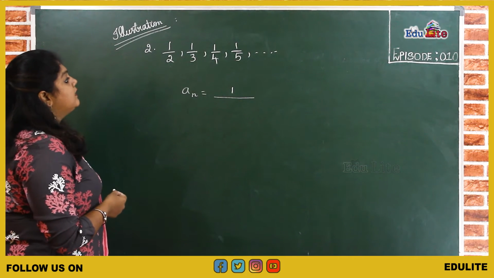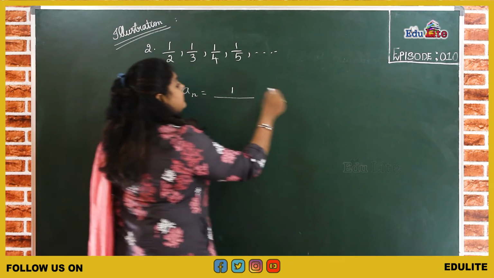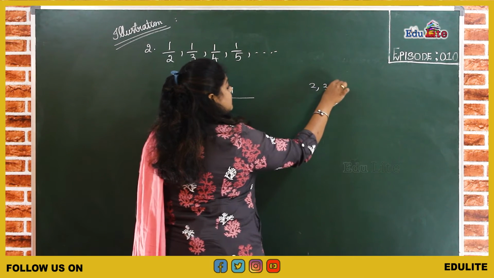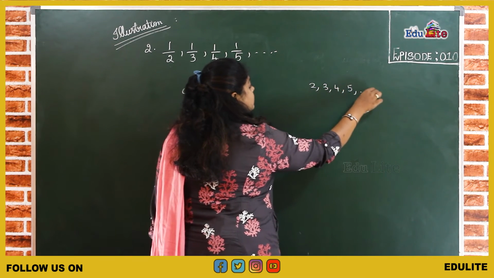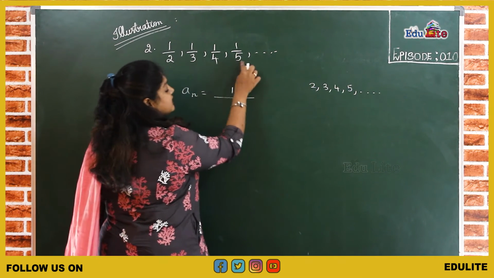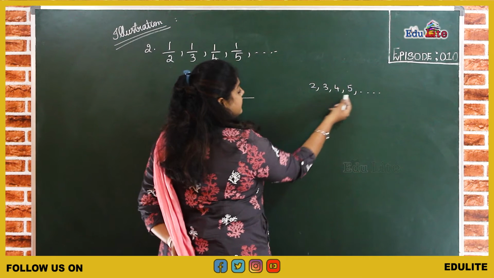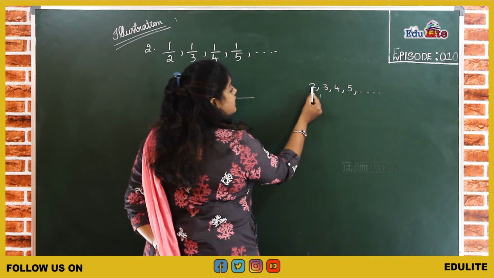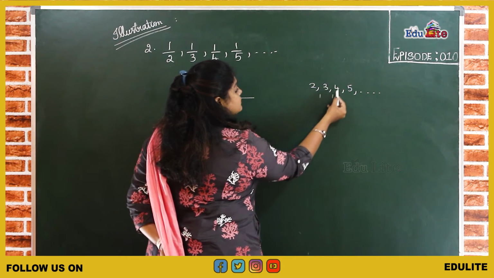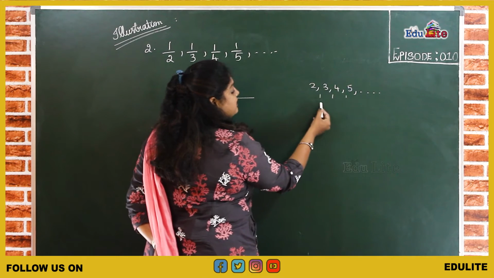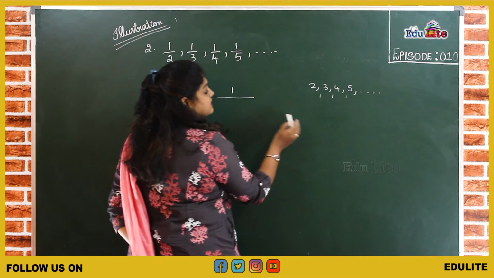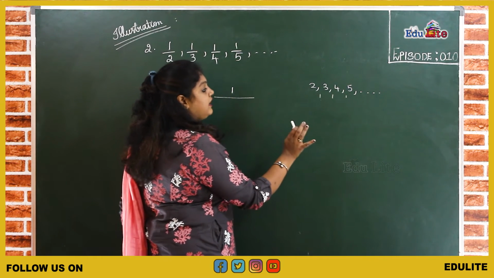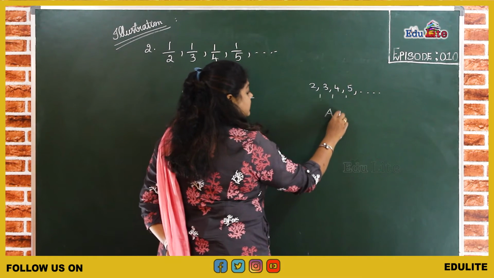As I told you in the previous problem itself, for the denominator the sequence is 2, 3, 4, 5. I am considering only the sequence in the denominator: 2, 3, 4, 5. If you see, the common difference between any two terms is 1. So, 2 plus 1 is 3, 3 plus 1 is 4, 4 plus 1 gives me 5. So, this is the common difference. When the common difference is the same between any two terms, we can use the arithmetic progression.